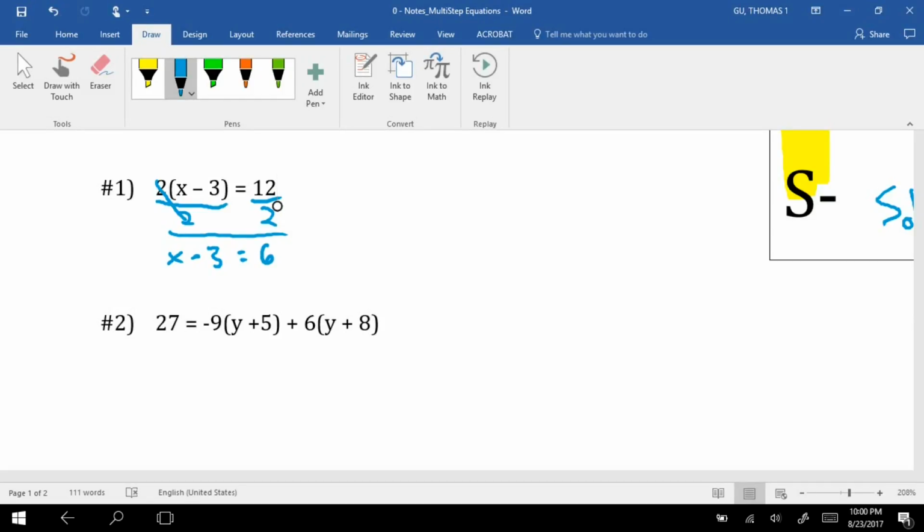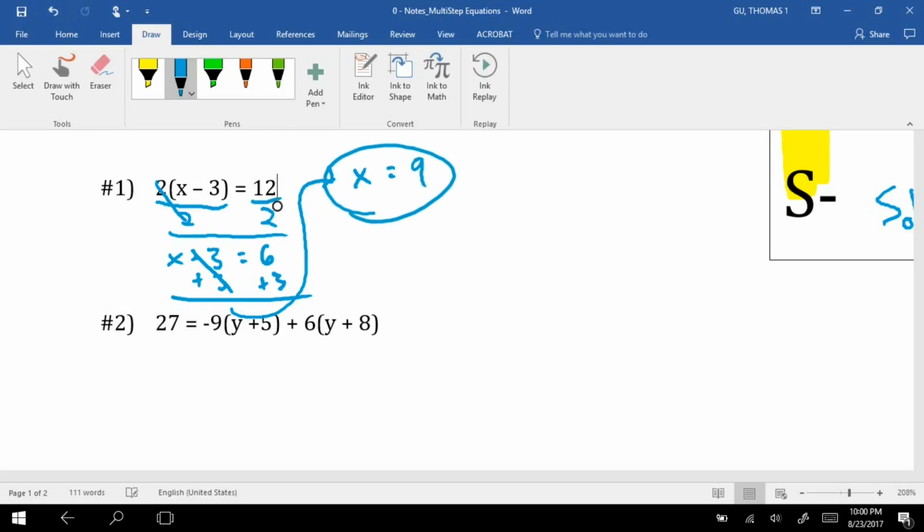How do we get the x by itself? We got this pesky 3. Get out of here, 3. I'm going to add 3 to get rid of you. Plus 3 on both sides. So goodbye 3. And now we're left with x equals 6 plus 3, which is 9. And that's the answer. We're going to circle the answer so Coach T can see where the answer is.